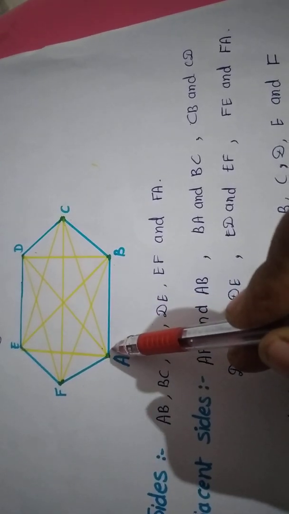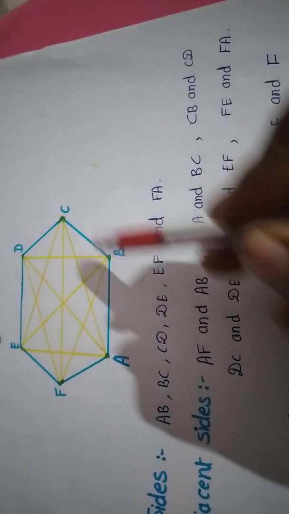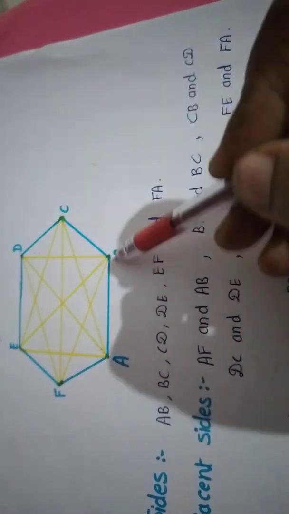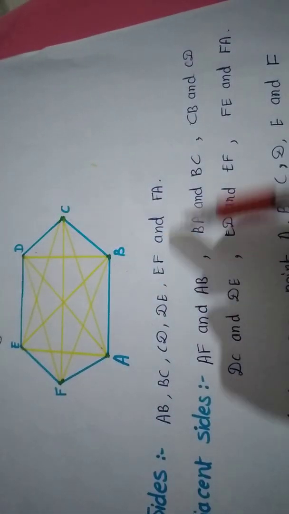If we consider the sides, then side AB and side BC will be adjacent sides. Side BC and side CD will be adjacent sides and so on. So these are the adjacent sides of each other.